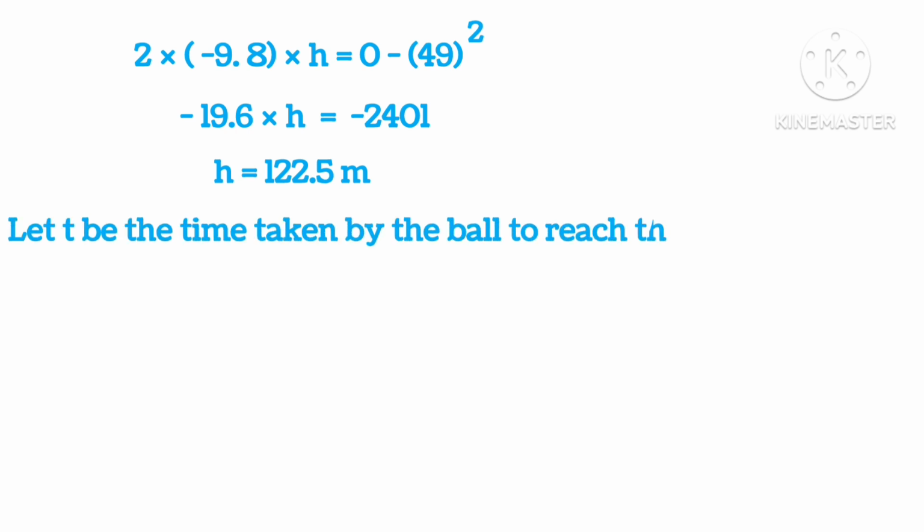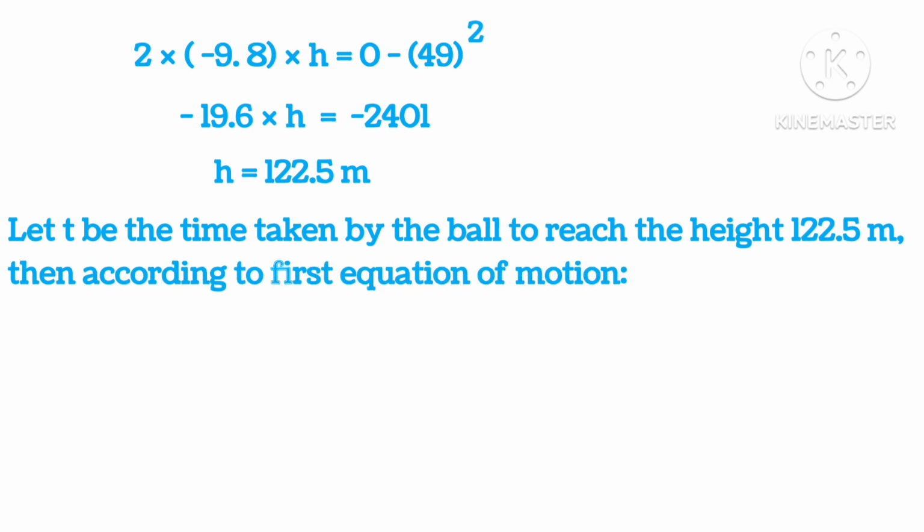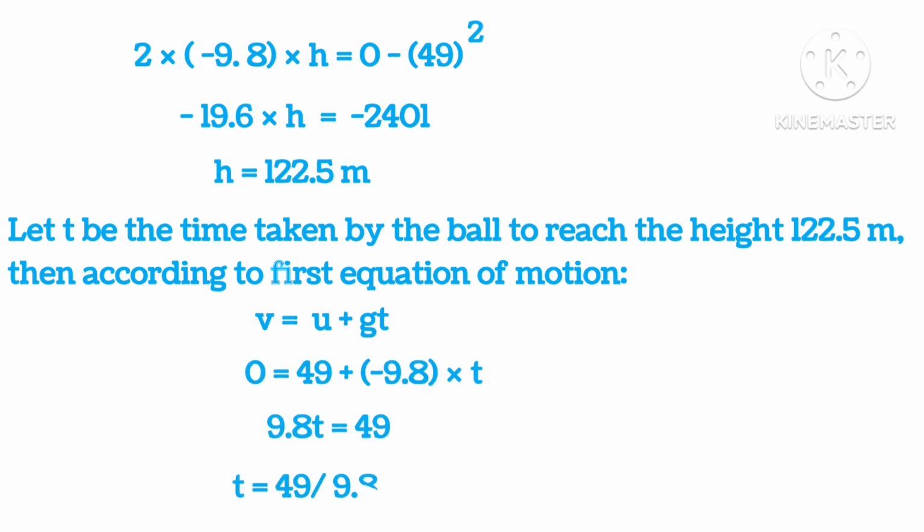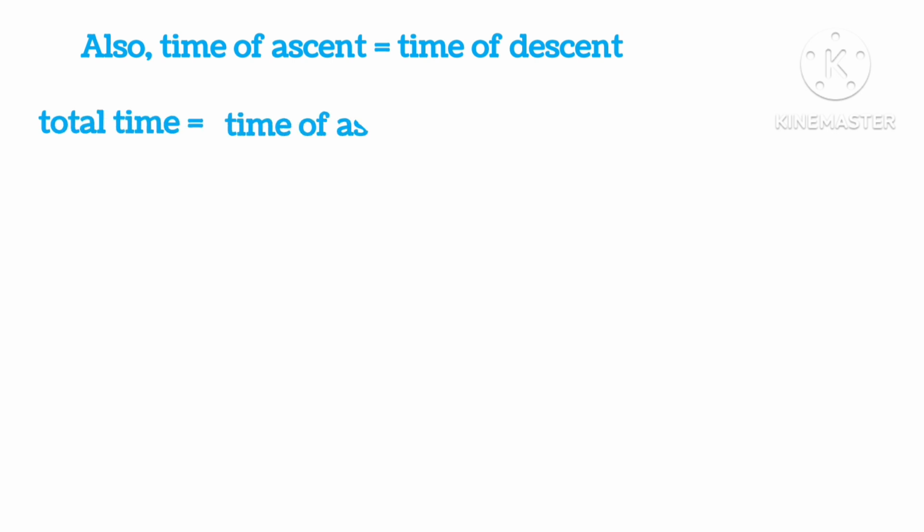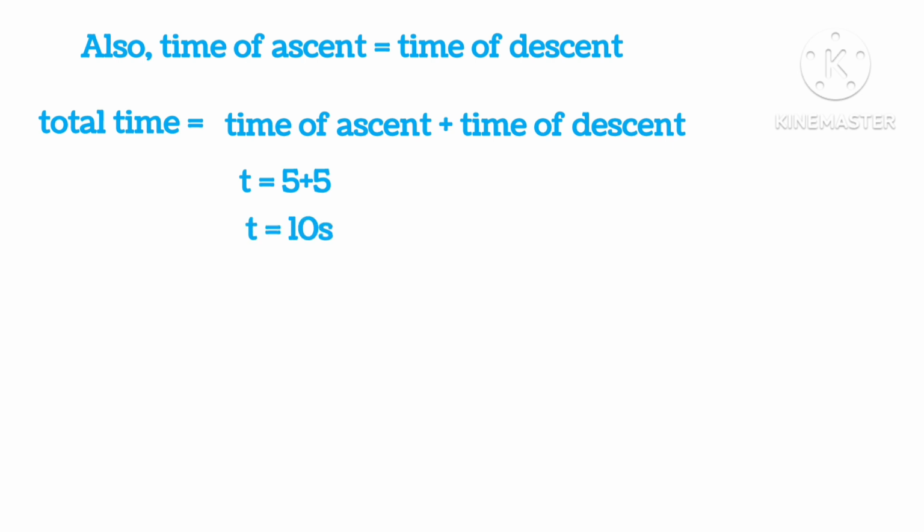Now let the time taken by the ball to reach the height of 122.5 meters be t. According to the first equation of motion, putting all the values in the equation, we get the time, which is equal to 5 seconds. Also, time of ascent is equal to time of descent. So the total time will be time of ascent plus time of descent. That means 5 plus 5, time is 10 seconds.